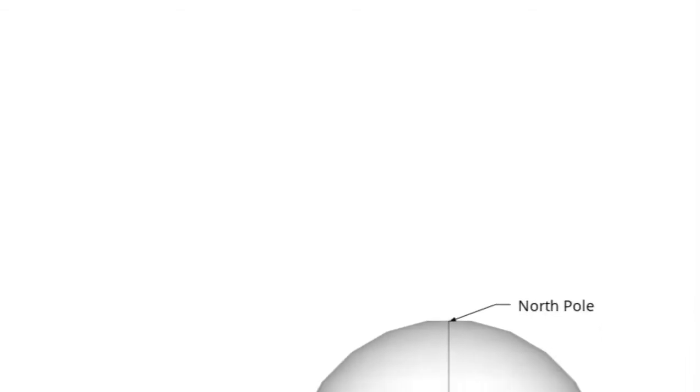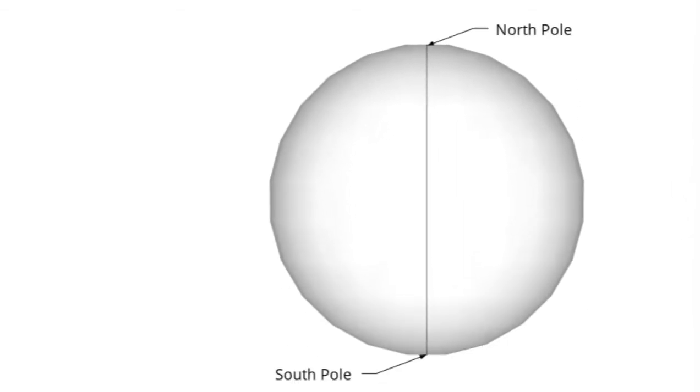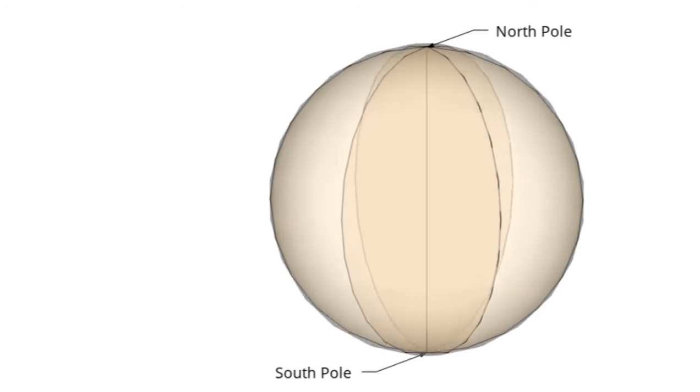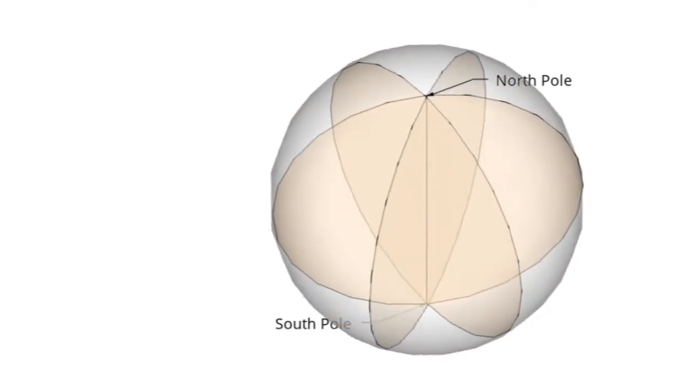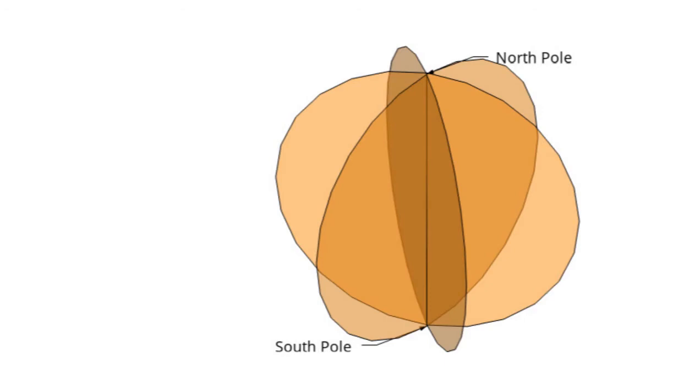Let's take a look at our model and add some great circles that intersect our poles, North Pole and South Pole, along the axis of rotation. It's going to look kind of like a spinning coin. This is the building block for what we call a meridian.